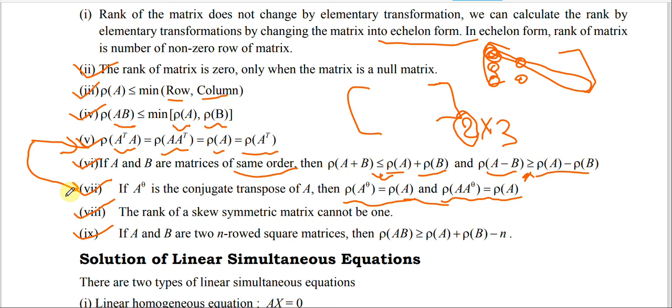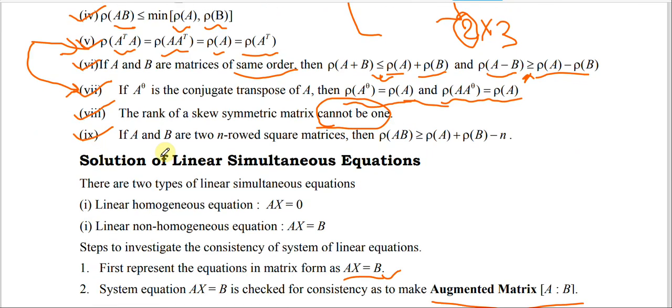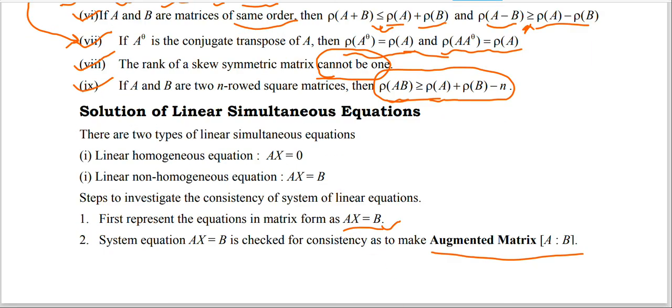The rank of a skew symmetric matrix cannot be 1. So rank cannot be 1 in case of a skew symmetric matrix. If A and B are two n-row square matrices, then the rank of their product will be greater than or equal to rank of A plus rank of B minus n.